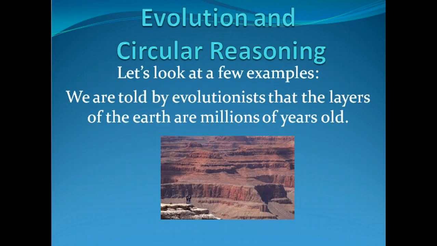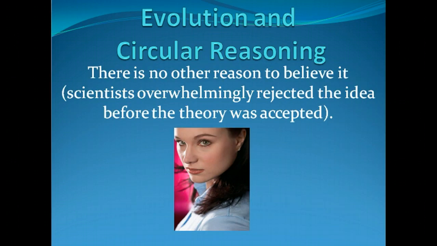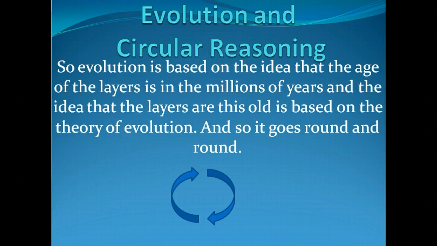Now, let's look at a few examples. We are told by evolutionists that the layers of the earth are millions of years old. But this is based entirely on the assumption that evolution is true. There is no other reason to believe it. Scientists overwhelmingly rejected the idea before the theory was accepted. So, evolution is based on the idea that the age of the layers is in the millions of years, and the idea that the layers are this old is based on the theory of evolution. And so it goes round and round and round.